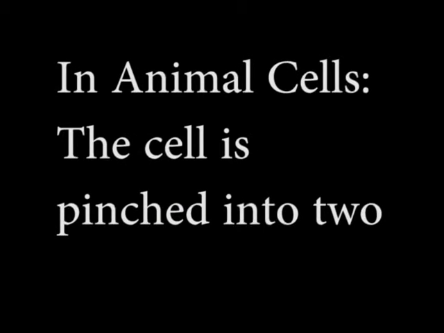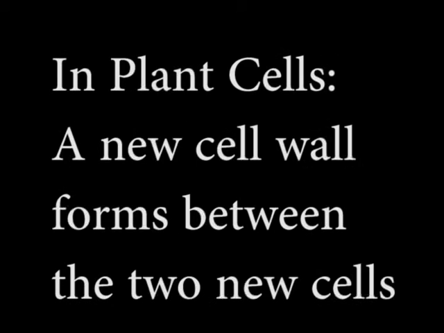In animal cells, the cell membrane is drawn inward until the cell is pinched into 2 and then forms 2 cells. And then in plant cells, a new cell wall needs to be formed, and so a cell wall forms between the 2 new cells, which ends mitosis.